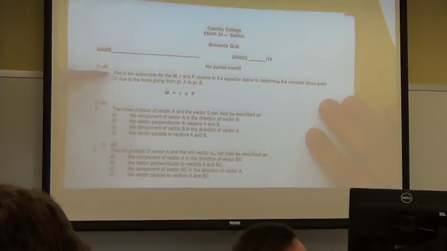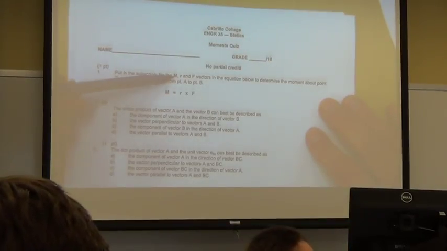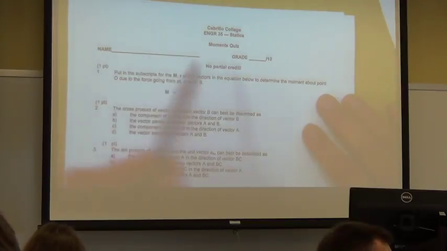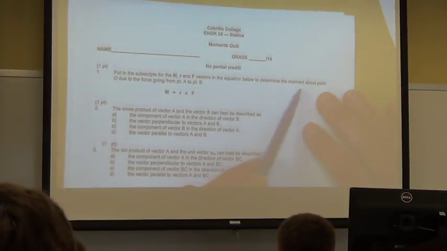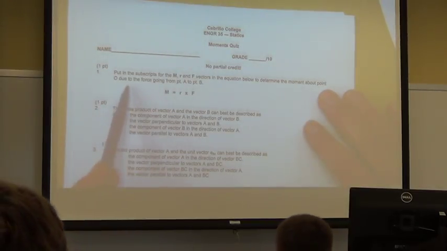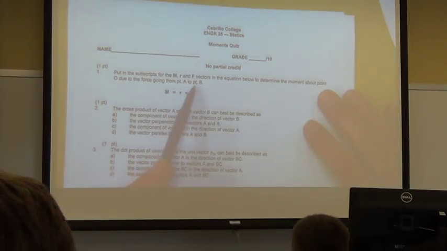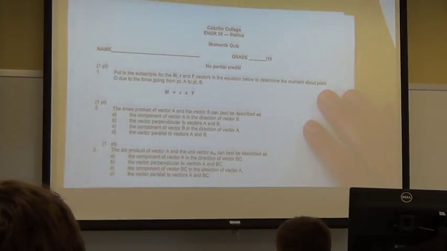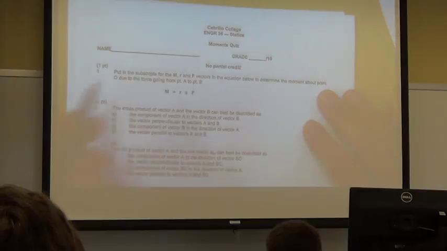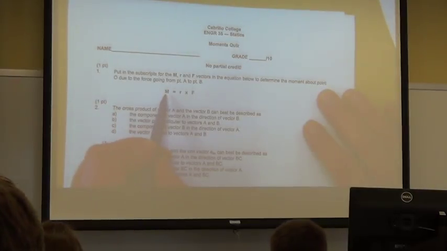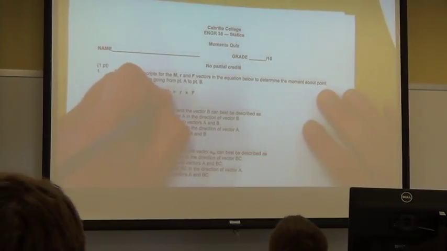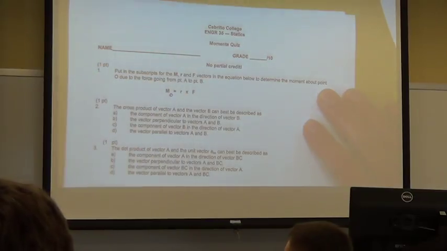It says, put in the subscripts for M, R, and F, the vectors, in the equation below to determine the moment about point O due to the force, and the force is going from A to B. So let's go around. Daniel, what subscript would you put at M? Oh, how come? Because you're trying to find the moment about point O.